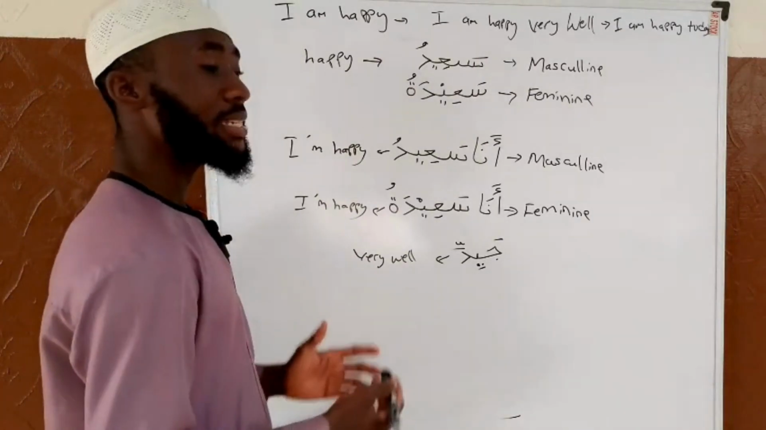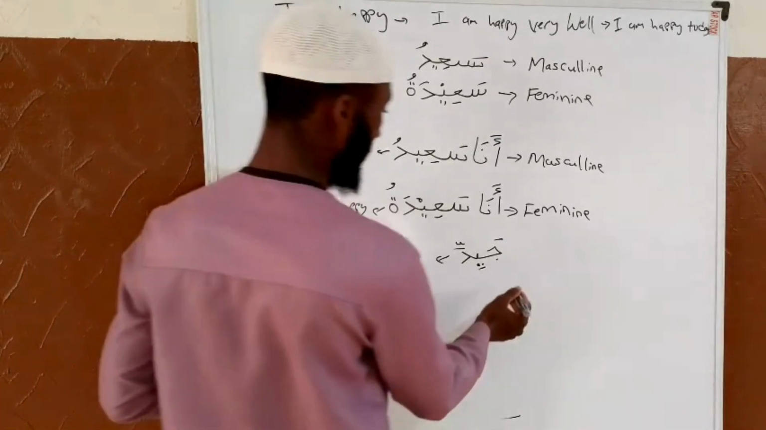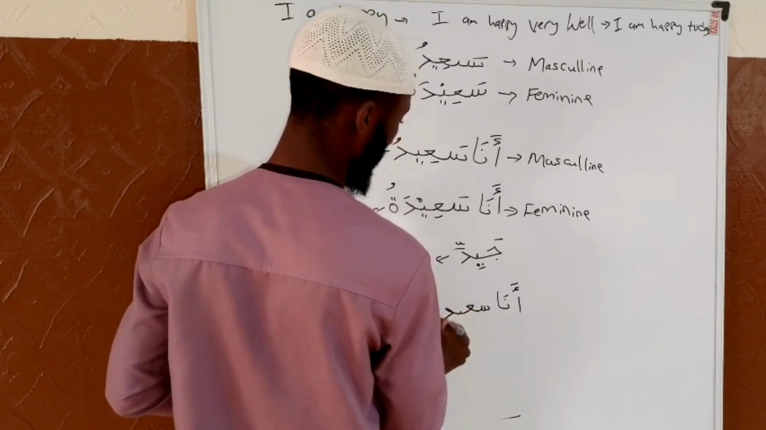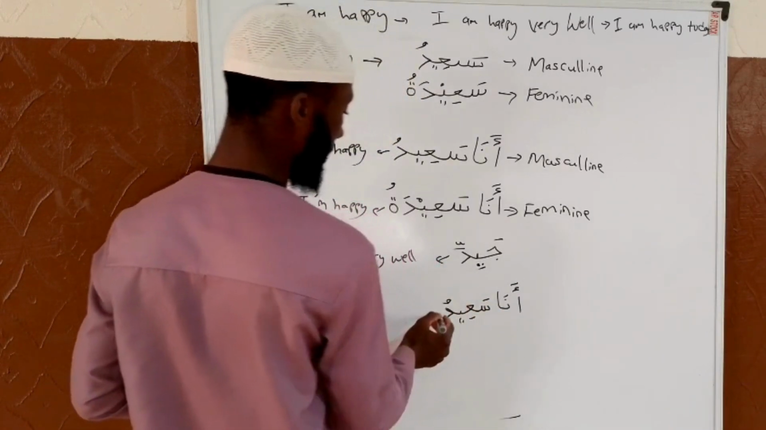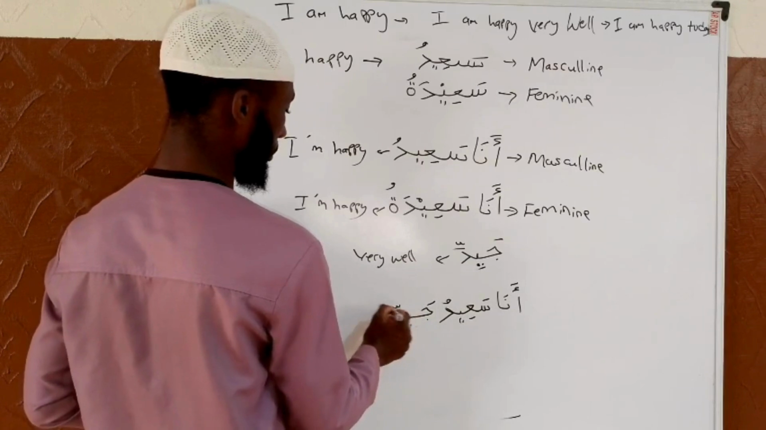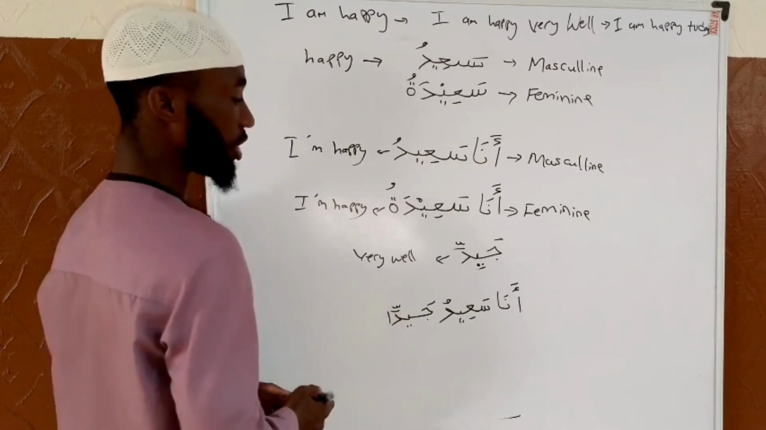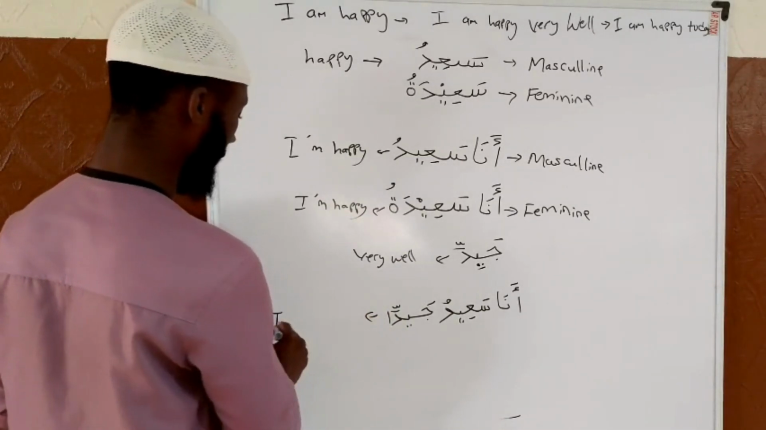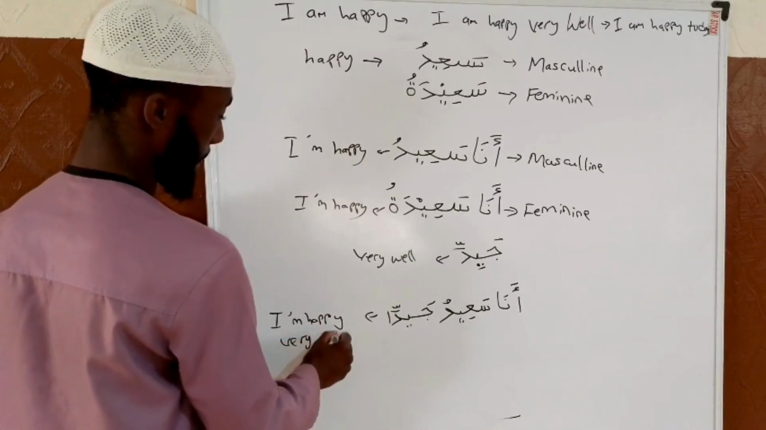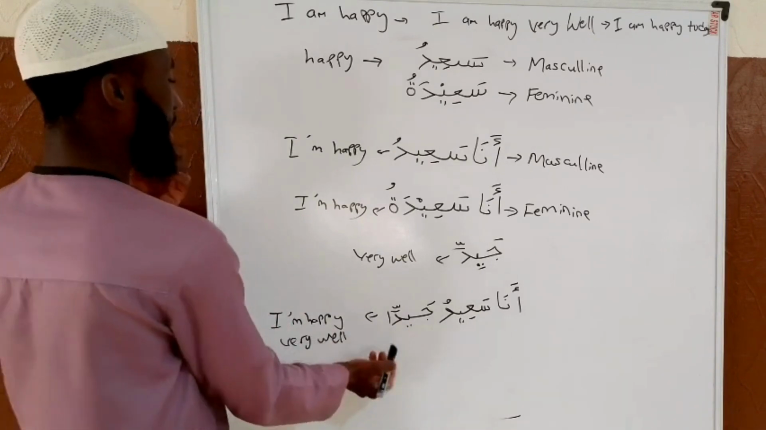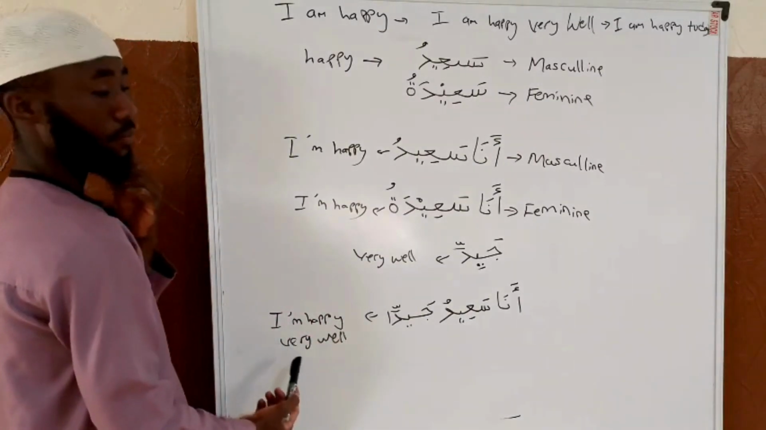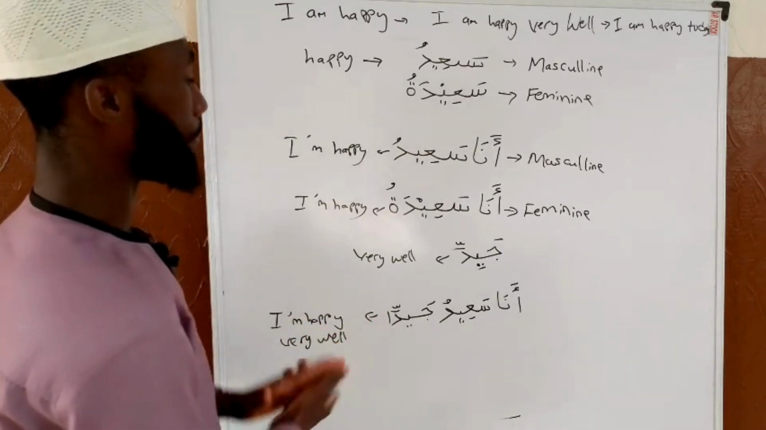Now, how do I say in Arabic that I am happy very well? I will say Ana Sa'id Jayyid. That's I'm happy very well.